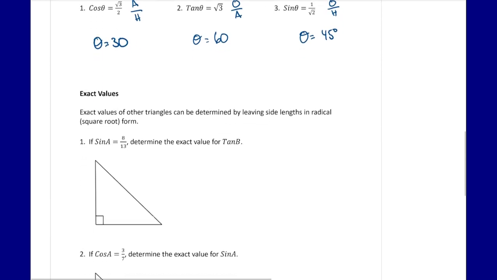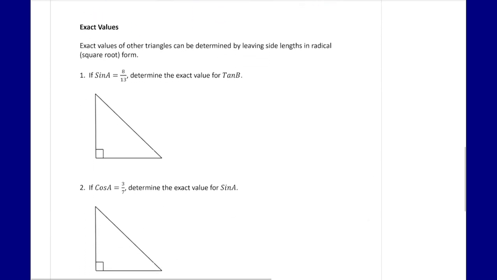Now, we can find exact values in other scenarios as well. We can use that by leaving the side lengths in radical form. So by not even going through and doing the final calculation, just leaving the ratio in its form. So if sine A is equal to 8/13, we want to determine the exact value for what tan B would be.